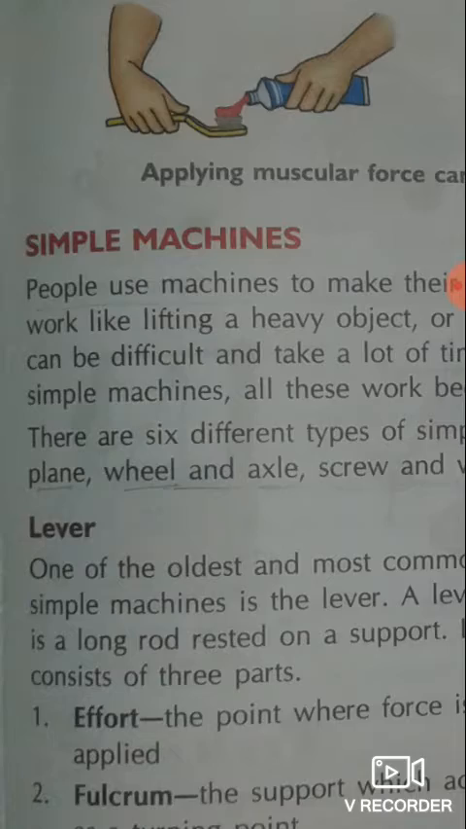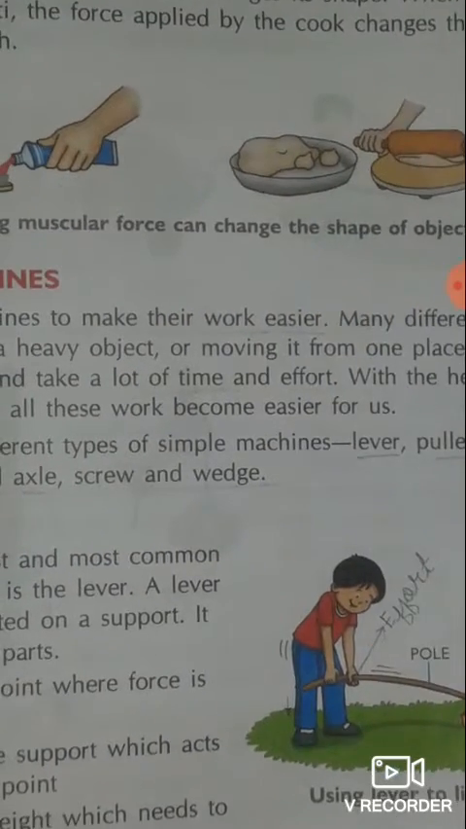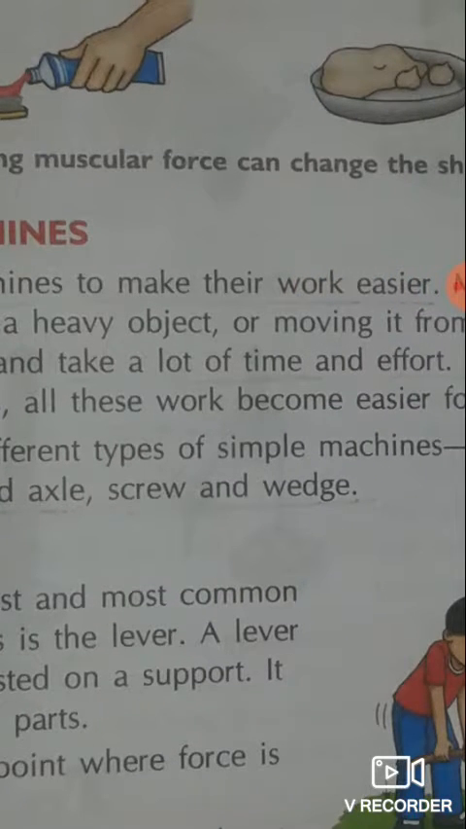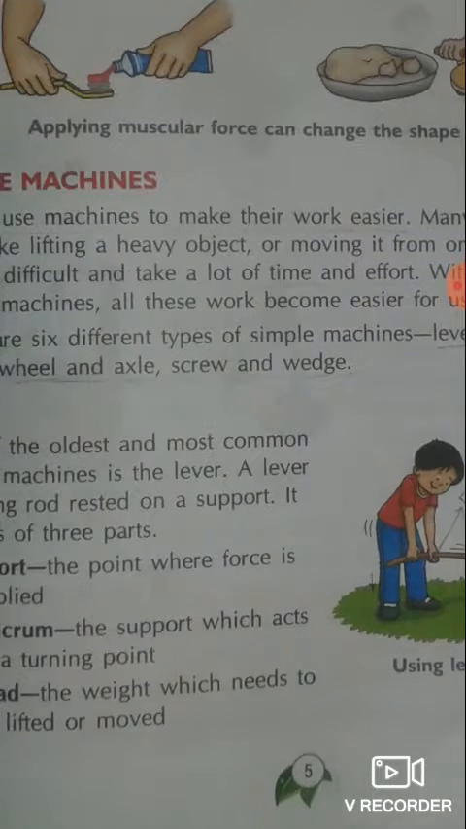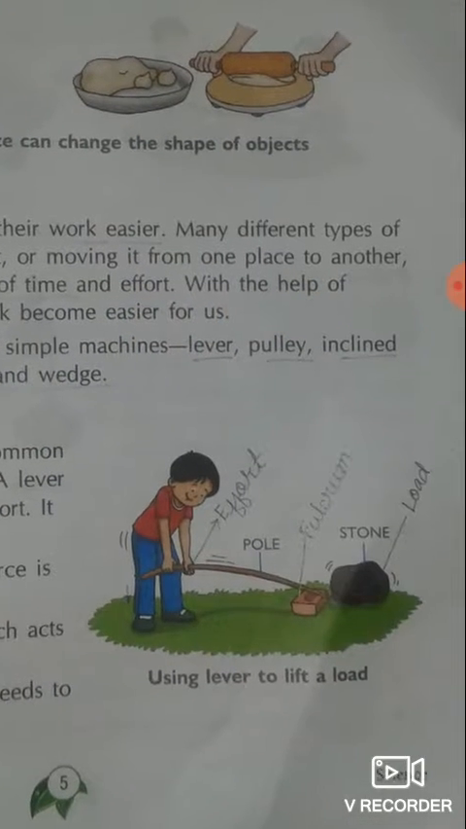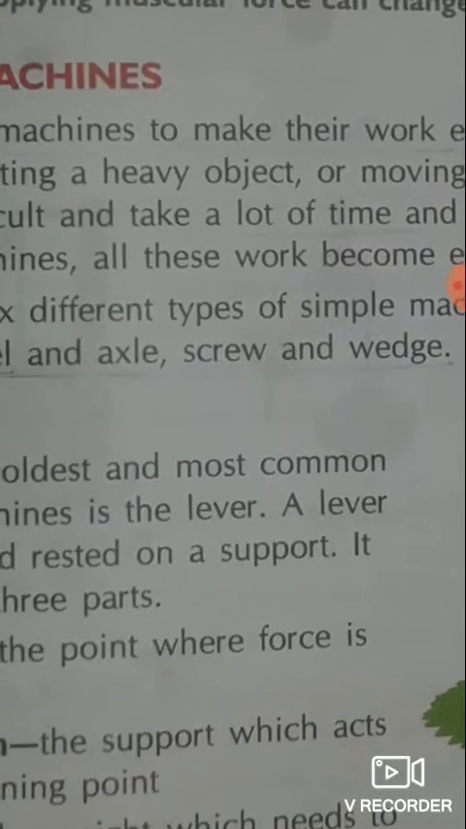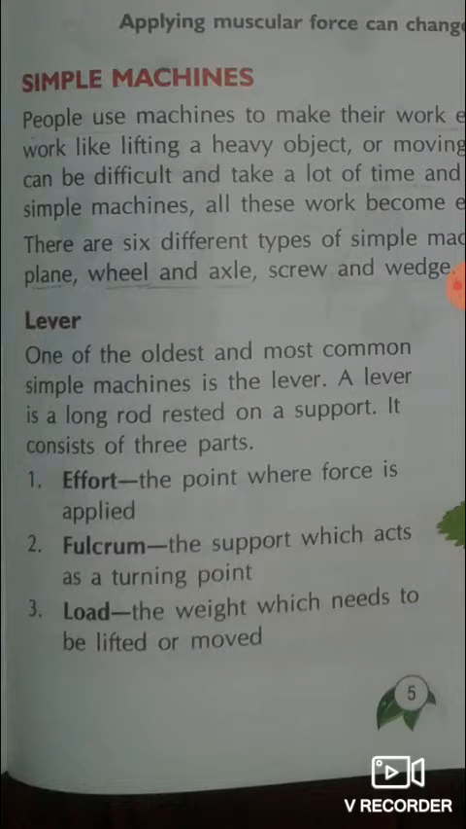Next topic is simple machine. What are simple machines? Simple machines are the machines that are used to make our work easier. Here are some simple machines. Examples of simple machines: lever, pulley, inclined plane, wheel and axle, screw and wedge. Let us study one by one.